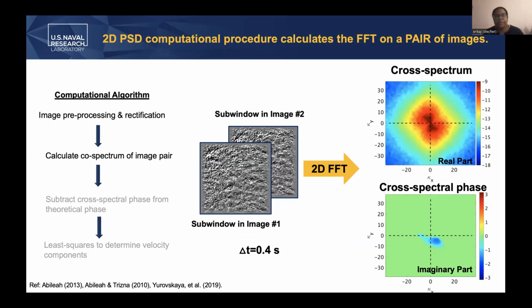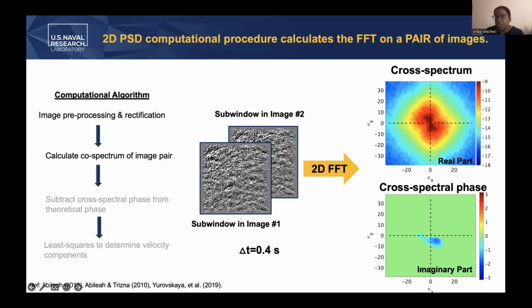So the way this technique works is I have these sub windows from images of the wavy surface, and the images are separated by some small delta t. I take the 2D FFT of these images, and there are two different outputs: a real part and an imaginary part. The real part measures the spectral energy as a function of wave number. It's called the cross spectrum.